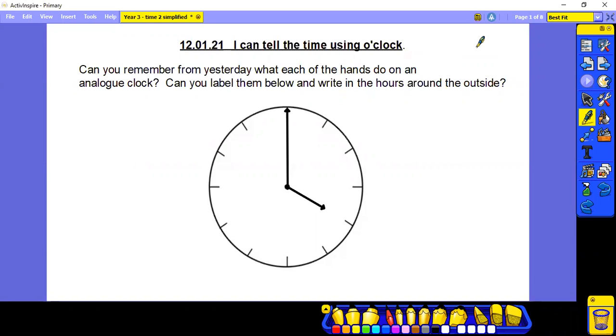So yesterday we looked at clock faces. Can you remember what each of the hands do on an analogue clock? Can you label them below, and can you write in the hours around the outside? Pause this now so you can have a try.